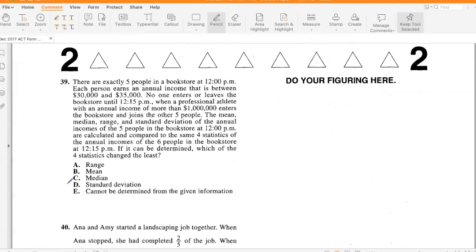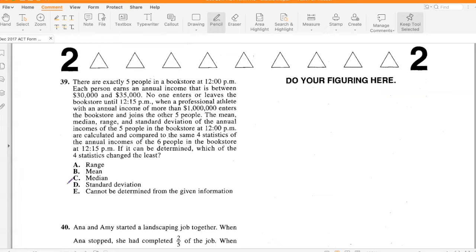5 people. The mean, median, range, and standard deviation of the annual incomes of the 5 people in the bookstore at 12 p.m. are calculated and compared to the same 4 statistics of the annual incomes of the 6 people in the bookstore at 12:15 p.m. Determine which of the 4 statistics would change the least.